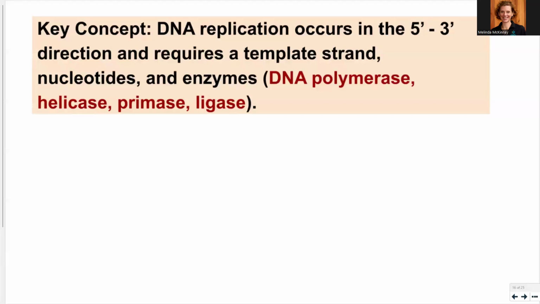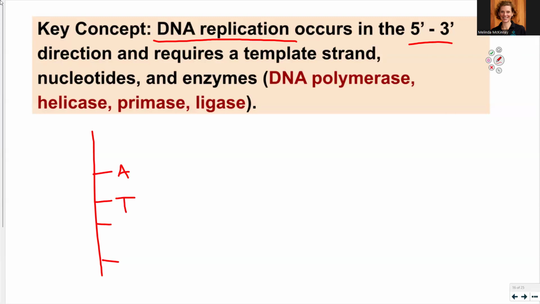Bio 181, Chapter 14 on DNA, and we're going to dive into the specifics and the molecular enzymatic processes that are required to create a newly synthesized strand of DNA. So DNA replication, that just means we're making a copy of the DNA. It occurs in the 5' to 3' direction. It requires a template strand. So we need a strand with some base pairs hooked onto it to make a new strand.